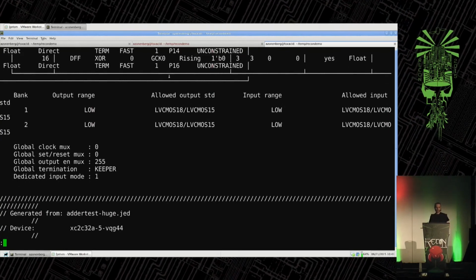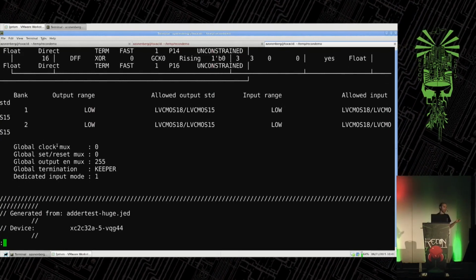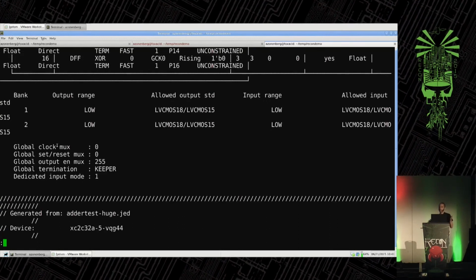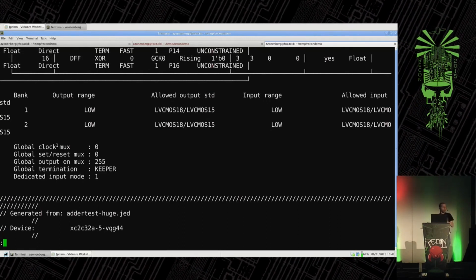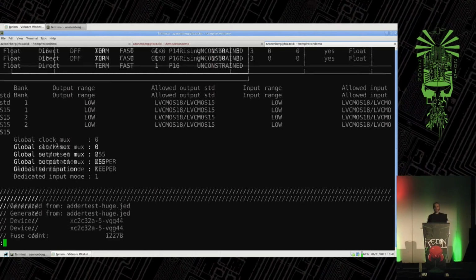And then we've got a bunch of stuff here for the global clock muxes, global set reset muxes, and everything, and all this remains unknown. I know roughly which bits these are. I don't know what the functionality of those bits is. And then, let's get to the fun part.